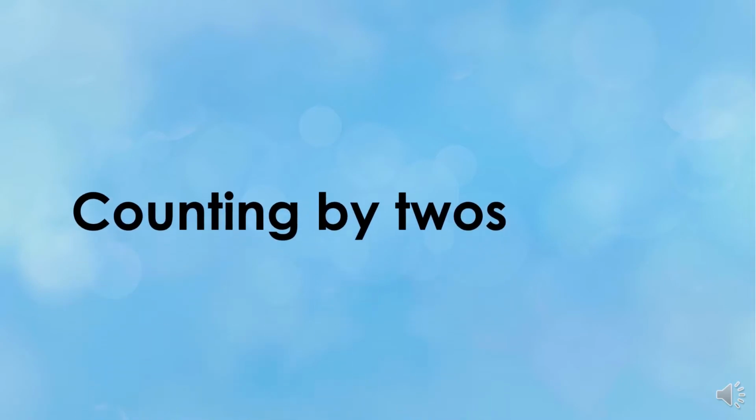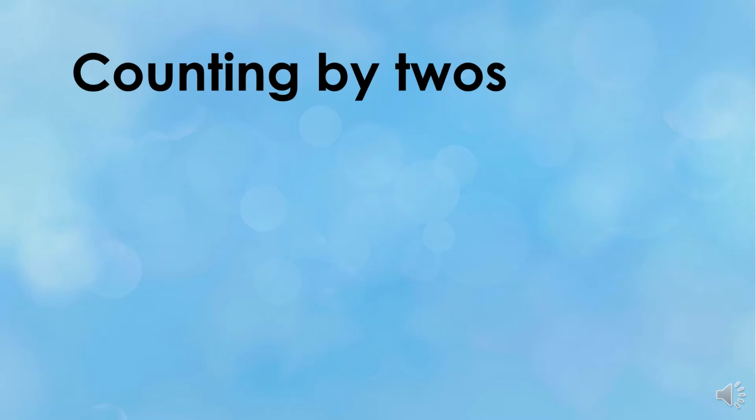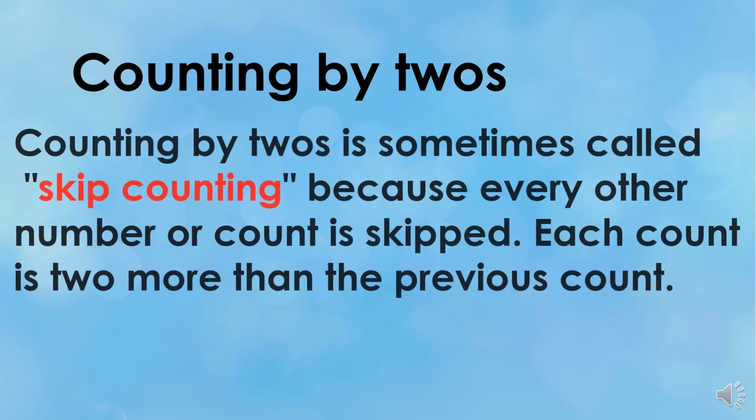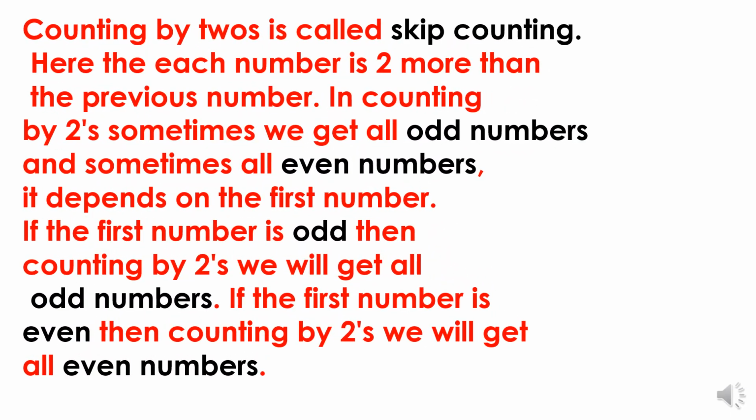To start our lesson, let's review the last topic, counting by twos. Counting by twos is sometimes called skip counting because every other number or count is skipped. Each count is two more than the previous count. Here, each number is two more than the previous number.